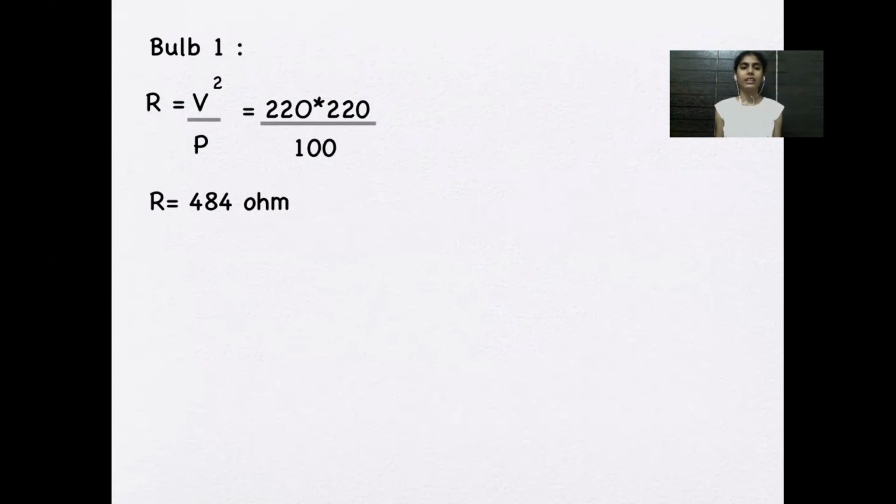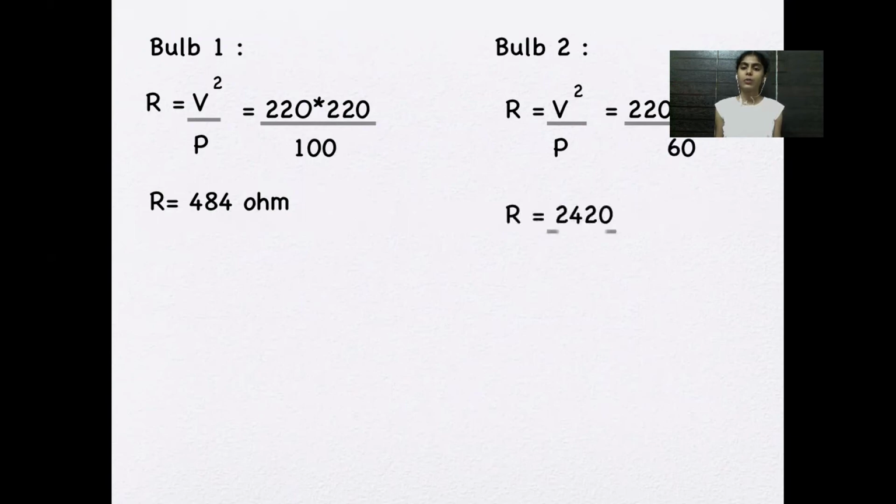Similarly, let us calculate the resistance of bulb 2. For bulb 2, also we use the same formula R is equal to V squared by P. We know that V is equal to 220 volts and power is equal to 60 watts. Substituting these values, we get R is equal to 220 squared, that is 220 into 220 by 60, which when simplified gives R is equal to 2420 by 3 ohms.